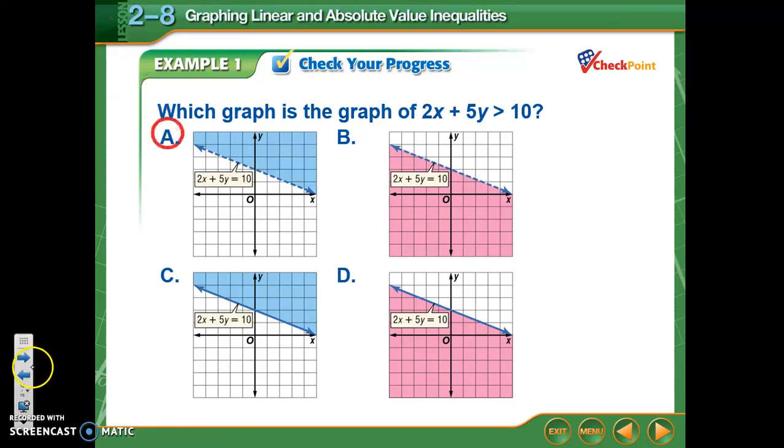Alright, you should have picked A. First of all, you'll notice that since this is greater than and it's not equal to, it needs to be a dotted line. So you could have thrown out C and D right away. Then you just had to figure out which side of the line to shade.